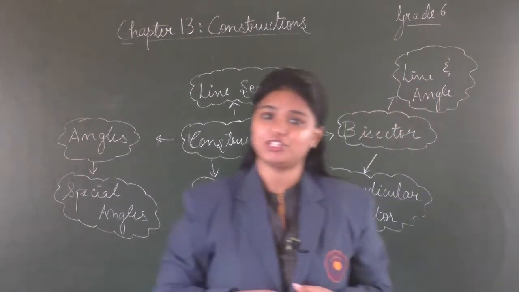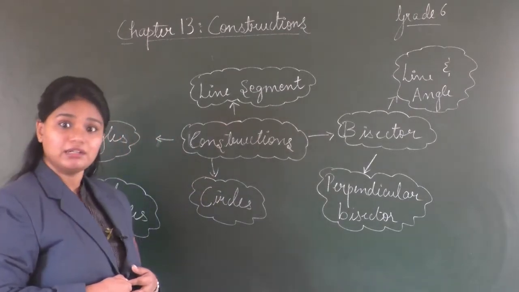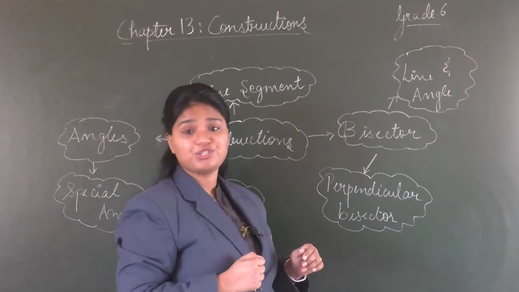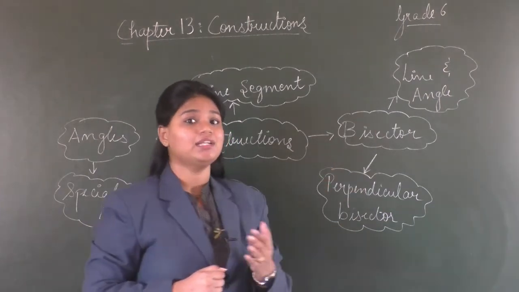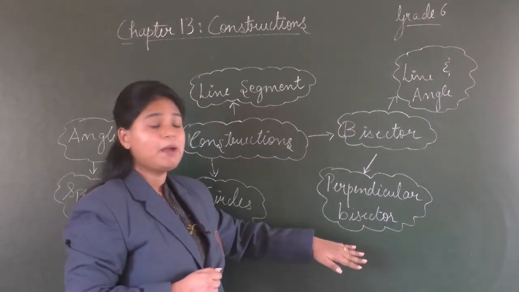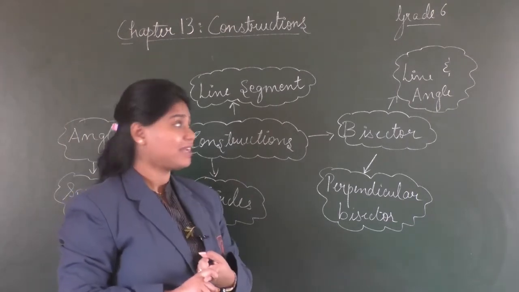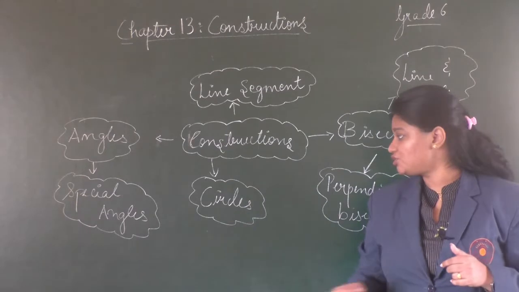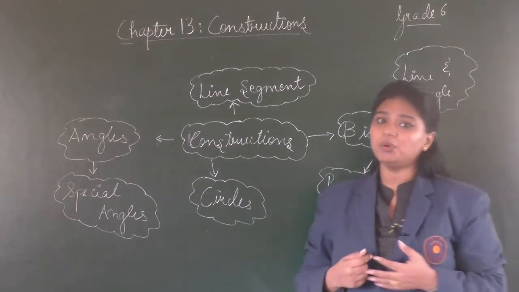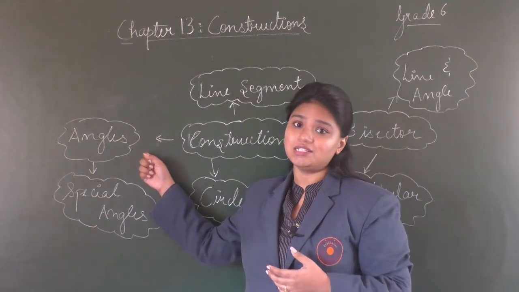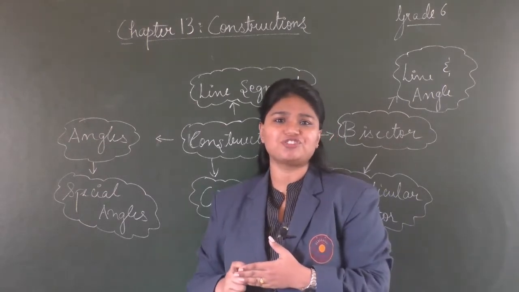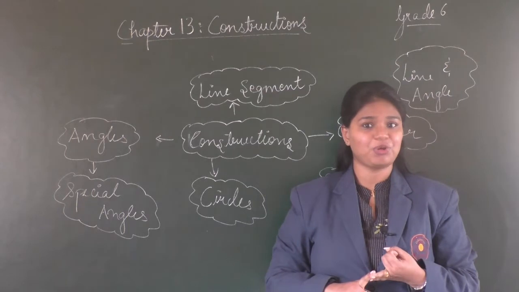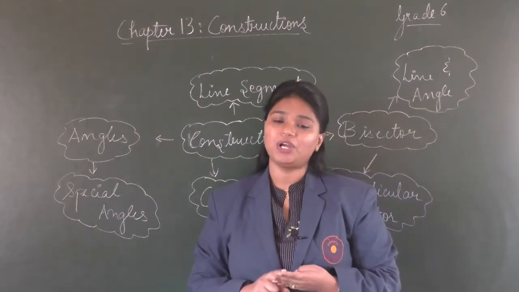This is the mind map for today's chapter. We will start by learning how to construct line segments. Then we will move on to construction of bisectors, and under that we will learn how to construct the perpendicular bisector of line segments and of angles. Next we will learn how to construct circles. Further we will learn how to construct angles, and under that we will learn construction of a few special angles, that are 30-degree angle, 60-degree angle, 90-degree and 120-degree.